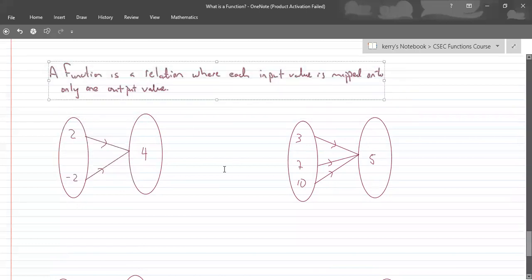Right, so pause the video and try it for yourself. Think about these two. Are they functions? They may not be functions, but are they? Feel free to pause the video and think about it.